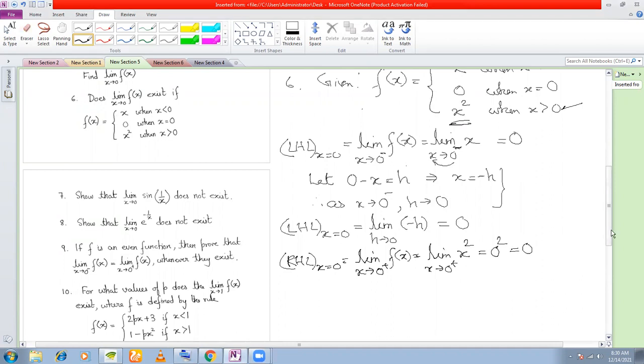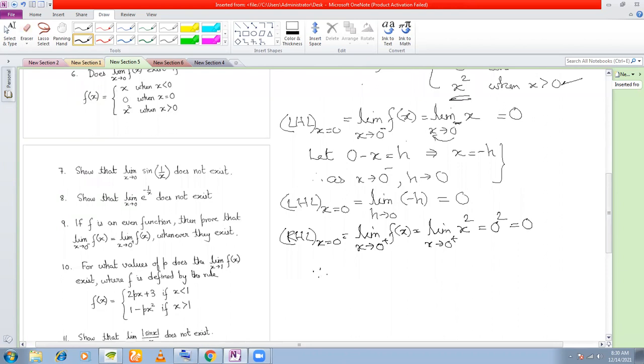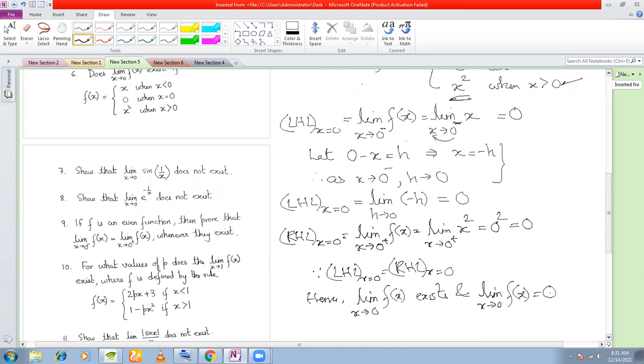Okay. So what do you see? Since left hand limit at x is equal to 0 is equal to right hand limit at x is equal to 0, hence, what can we say? Limit x tends to 0 f(x) exists. And what is it equal to? 0. Must be equal to 0. Okay.